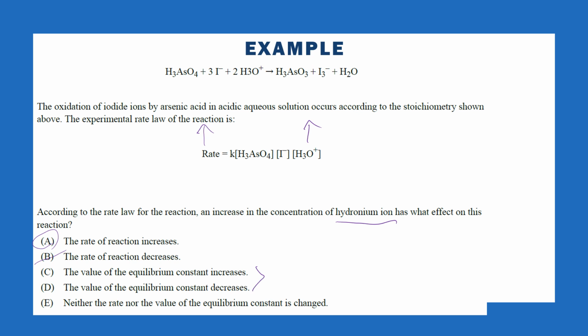So this is a Unit 7 kind of application here. Equilibrium constants and rate constants only change when there's a new temperature. So those are not good answer choices because the temperature is the same. Neither the rate nor the value of the equilibrium constant is changed. Well, we know that's not true because if we increase a concentration, it's also going to increase the rate due to more collisions. So A is the best answer choice there.